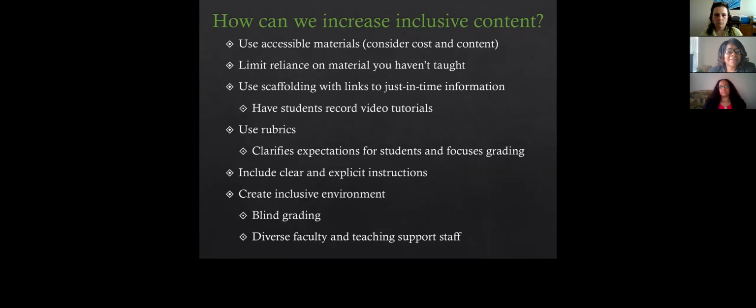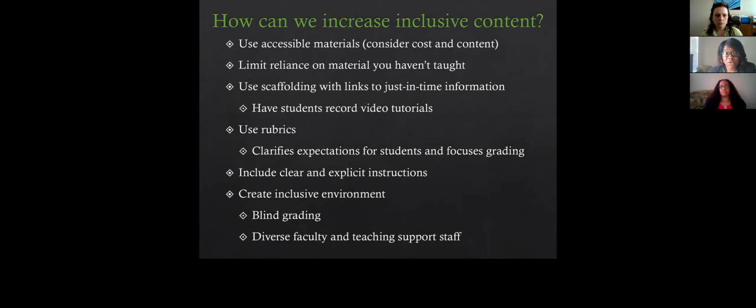So how can we increase inclusive content? Use accessible materials and consider the cost and content. Limit reliance on material that you haven't taught before. We talked earlier about introducing students to material that we haven't taught and how that is disproportionately harming those students. And then use scaffolding, which links back to just-in-time information, to give students an opportunity to practice those skills early on in the course. Then as they matriculate through the course, they build upon those skills.